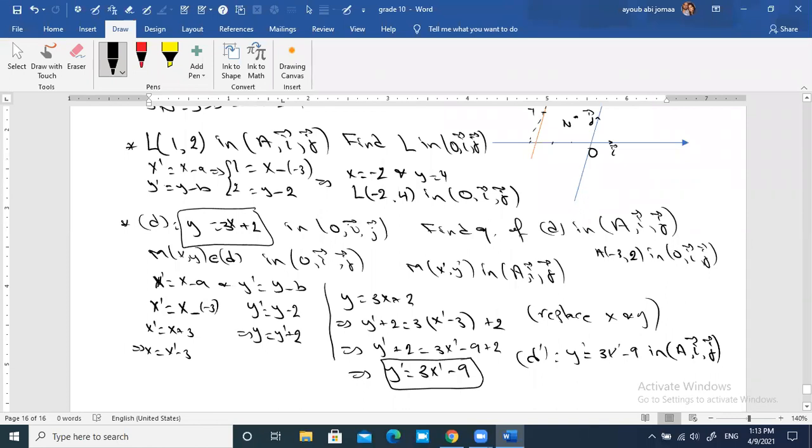Here is the new equation. Of course, the straight line is still the same line, but the equation of this line is changed according to this new system. The equation of this line will be changed in this new system. Is that clear? Do you have any questions?